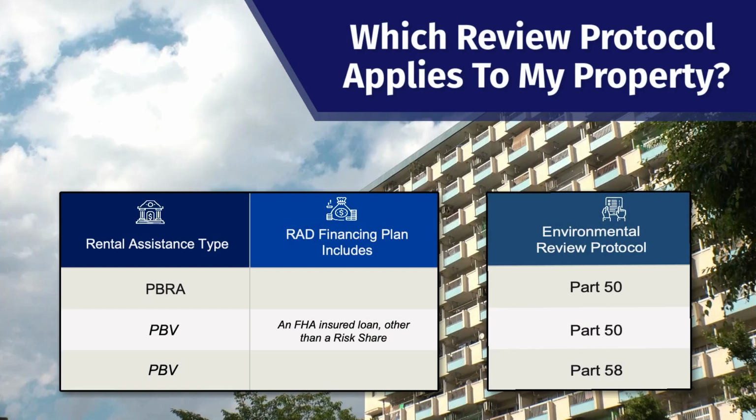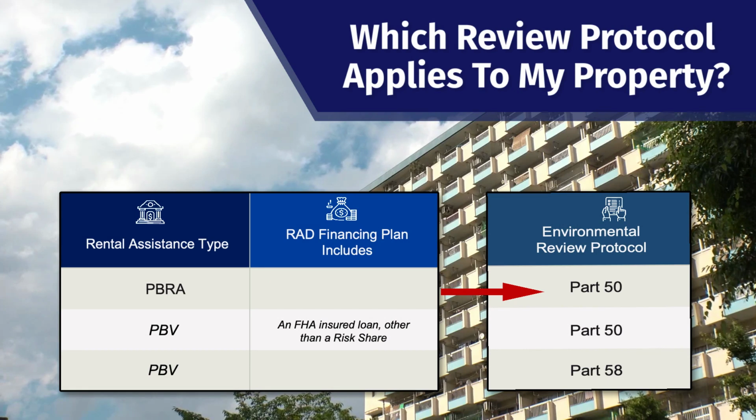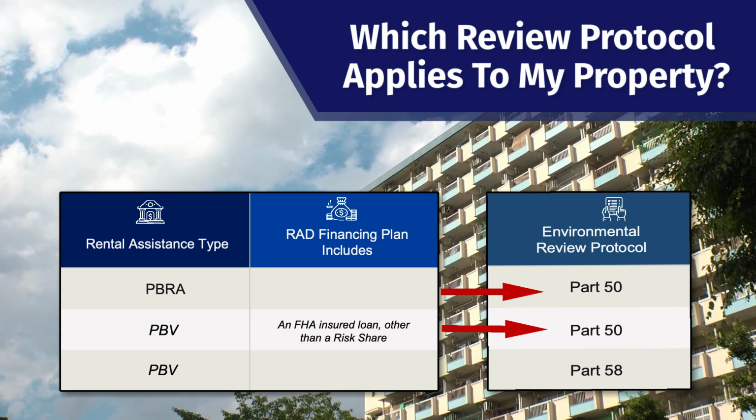If you elect to receive Project-Based Rental Assistance, or PBRA, your environmental review will be conducted under 24 CFR Part 50. Part 50 also applies if you elect to receive Project-Based Vouchers, or PBVs, and your conversion plan includes an FHA-insured loan, other than a risk-share loan. All other RAD conversions involving PBVs are reviewed under 24 CFR Part 58. This video focuses primarily on reviews conducted under Part 50.